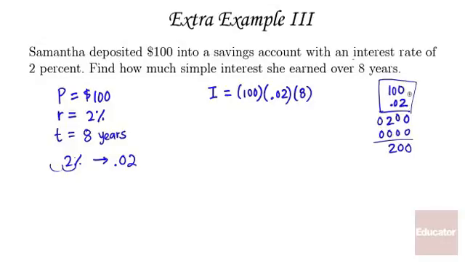Okay, so then how many numbers do I have behind the decimal point? I have 2, so I'm going to start here and go 1, 2. So it's $2.00. These zeros you just drop because they're at the end of a number and behind the decimal point.